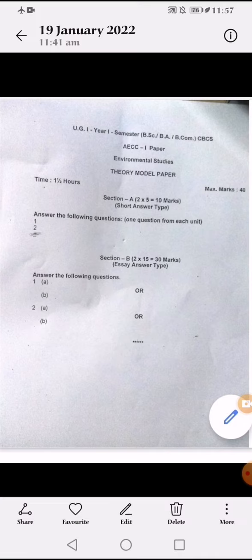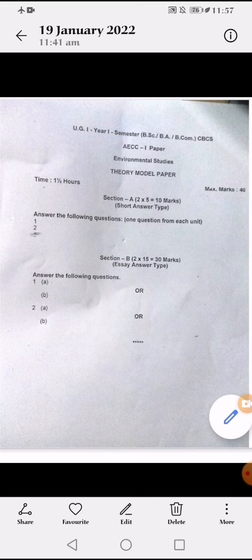In section B you are having two long questions, again with internal choice, A or B. The first question is from the first unit and the second question from the second unit. For 40 marks you have to get the compulsory 40% of the marks, which means you have to get 16 marks to pass. This is about the introduction of your environmental studies syllabus and the model paper of environmental studies.